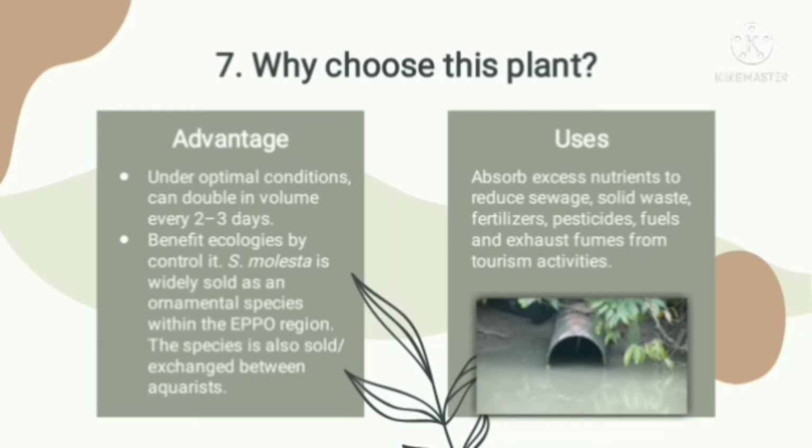And number 7, for the result, why choose this plant? So this plant can give advantages and we can use it. The disadvantage is that under optimal conditions it can double in volume every 2 to 3 days, and the plant benefits ecologists by controlling it. Salvinia molesta is widely sold as an ornamental species within the EPPO regions. The species is also sold or exchanged between aquarists.